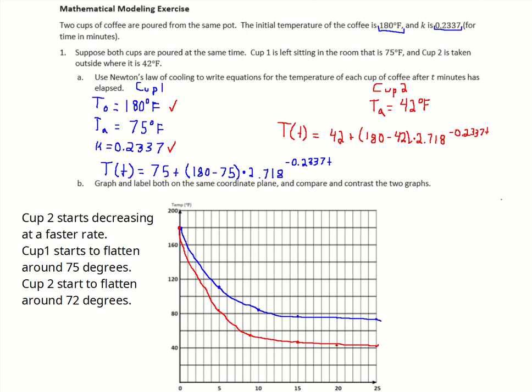Part C, even though it's not technically written here, tells us that coffee is safe to drink when it's below 140 degrees Fahrenheit. If you drink it before then, you might burn your tongue, the roof of your mouth, or your throat. It's safer to wait until it's around 140 degrees. Estimate how much time elapses before each cup is safe to drink. Well, in order to do that, we're going to need to find where 140 is. It's going to be right here. And what we're going to do is basically draw a line across.